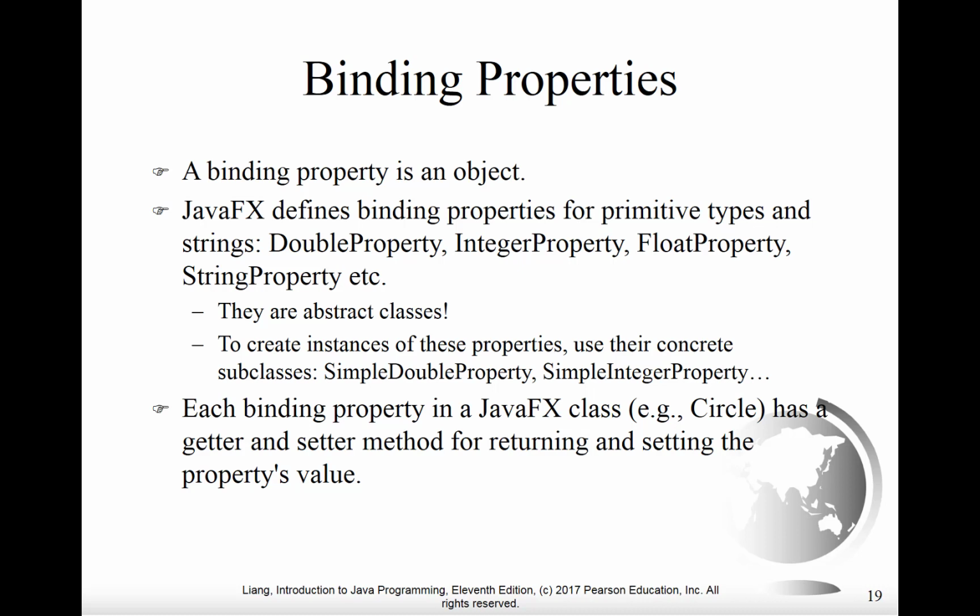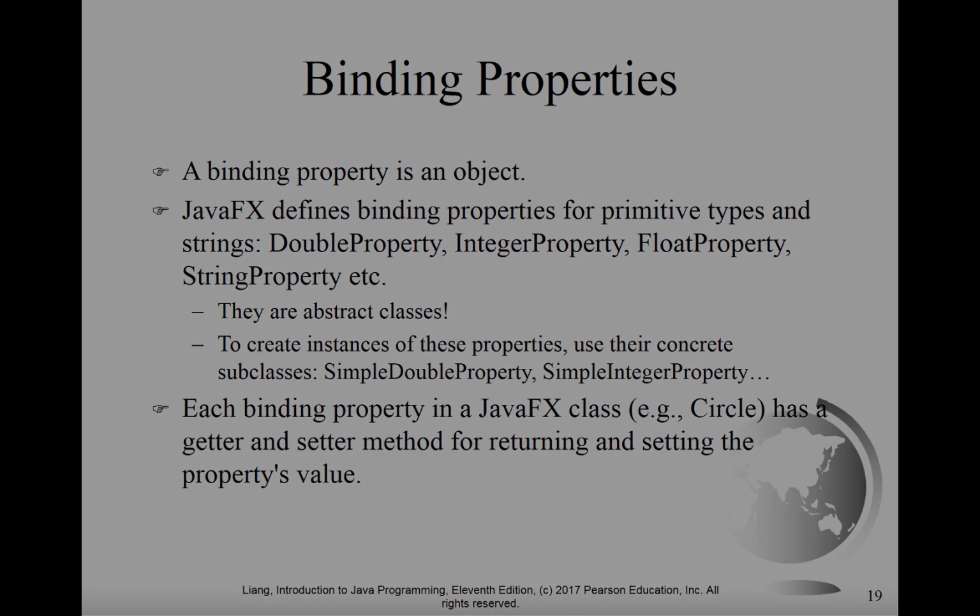These are abstract classes which must have implementations in concrete classes. We would create instances of these properties using their concrete subclasses, which would be simple double property, simple integer property, and so on. All the classes in JavaFX have binding properties associated with them. For example, a circle has a getter and setter method that will return and set the property's values.